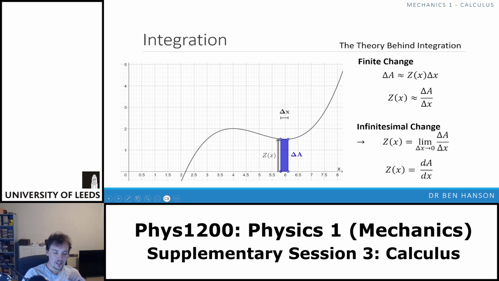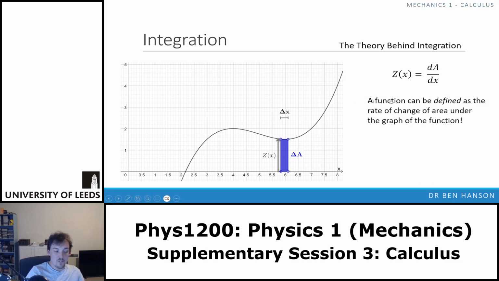Z of x is dA by dx, where A is the area under the graph. So dz by dx is the gradient of the graph. Z of x itself is the gradient of the area under the graph. And so if derivatives and integrals are the opposite of one another, then we might say that the area is the integral of z of x.